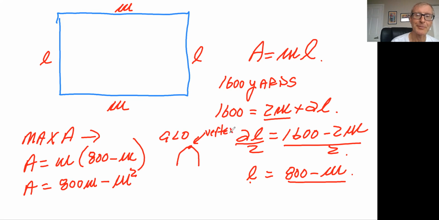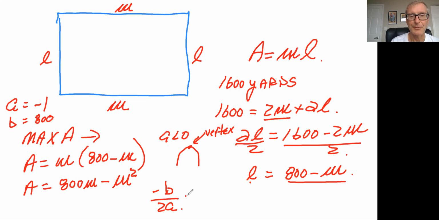So to get the maximum area, let's find the vertex. Well, the vertex is minus b over 2a. And our a value would be minus 1, and our b value is 800. So when you plug that in, you get minus 800 over 2 times minus 1. And so you would get a value for W of 400.